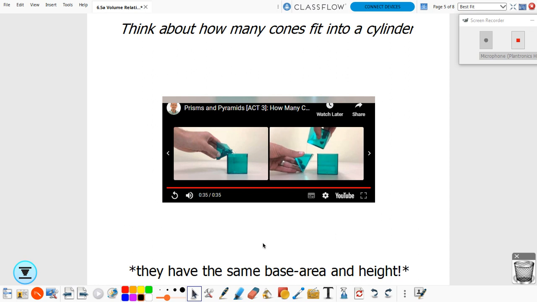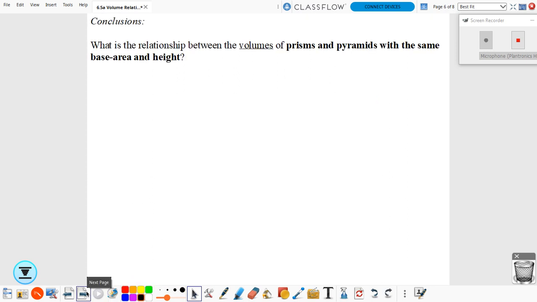Exactly 3. Now, we could argue that it was a little over full, or a little less full, or whatnot. But it is what it is. It is actually exactly 3. It's exactly 3 cones fit into 1 cylinder, when the cone and cylinder have the same base area and the same height. Okay, that's the stipulation. So let's conclude here.